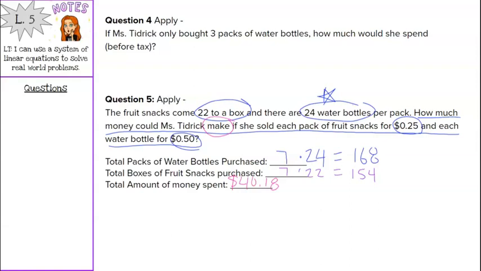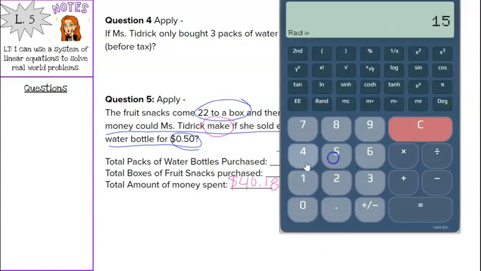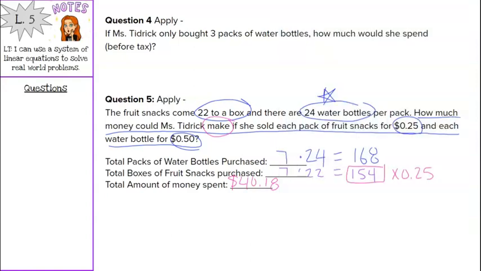So if I sold each pack of fruit snacks for 25 cents, I have 154 packs that I could sell for 25 cents each. So I just need to take this number and multiply it by 25 cents. 154 times 0.25 is $38.50. So on my fruit snacks, I could make $38.50.